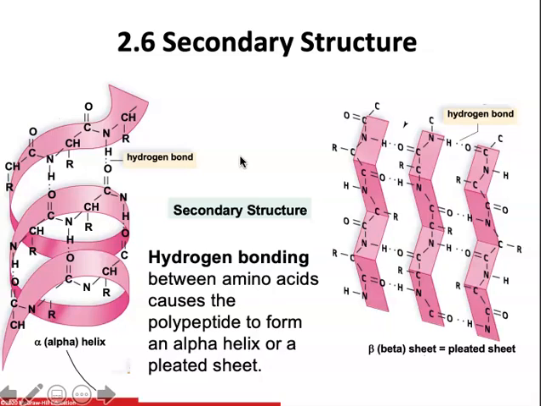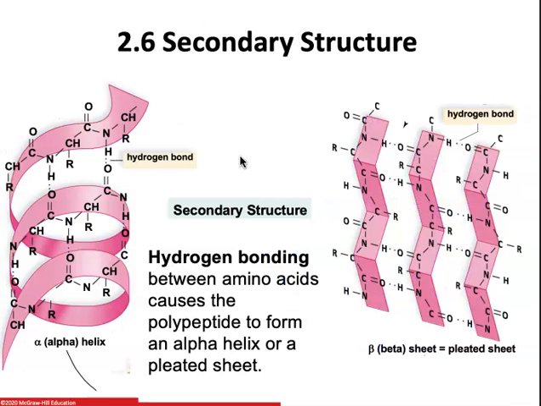Individually, like we said, those hydrogen bonds are very weak. Collectively, they are very strong and play a very important role in the protein structure. It's the breaking of these bonds that can cause the denaturation of the protein as a whole.